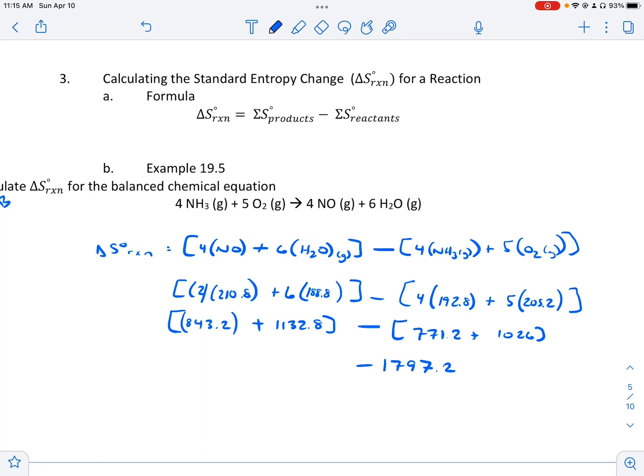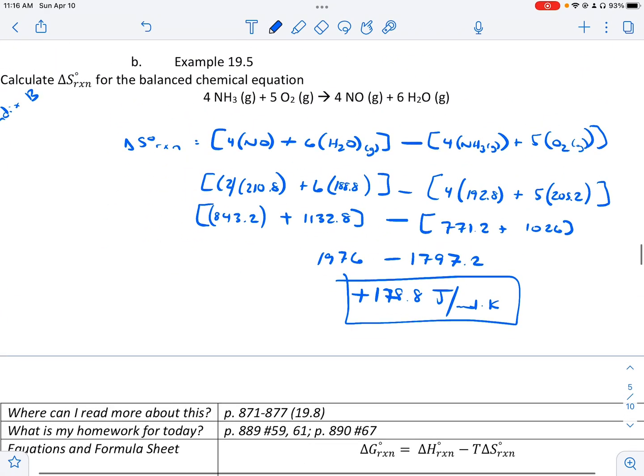And on this side, 1976, minus 1797.2. Wow, that's real close. We're going to get a positive 178.8. And remember, the unit on this is joules per mole K. Joule is the big key there, so we should get 178.8 J/mol·K. And that is it. See you next time.